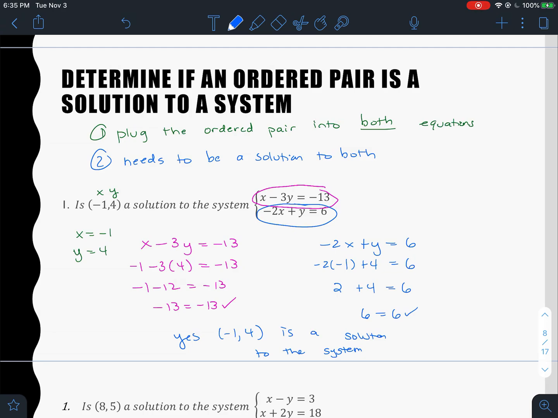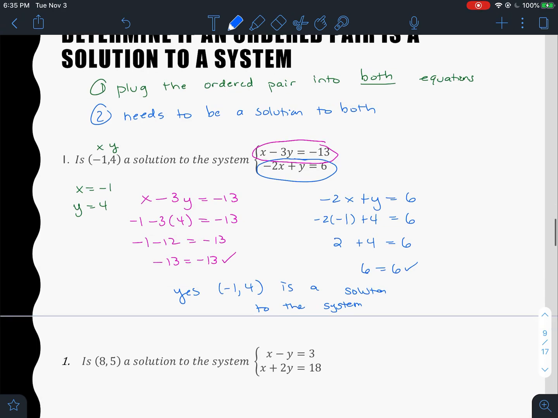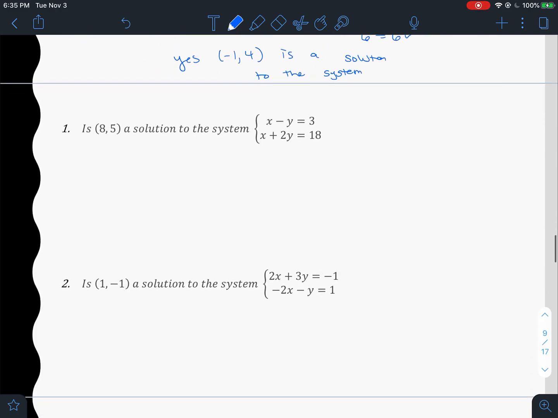So plug your ordered pair into both equations. If it works in both equations, then we call it a solution to the system. So let's try one more together. Is the point (8, 5) a solution to the system? So if I plug in x is equal to 8 and y is equal to 5, does it work?